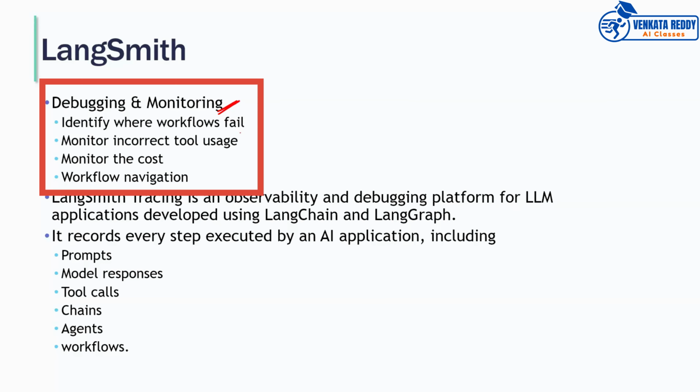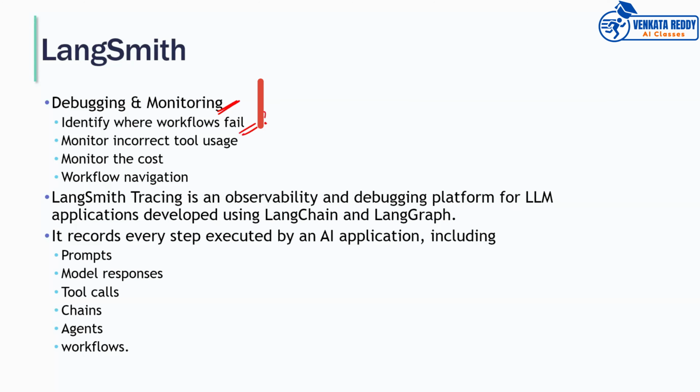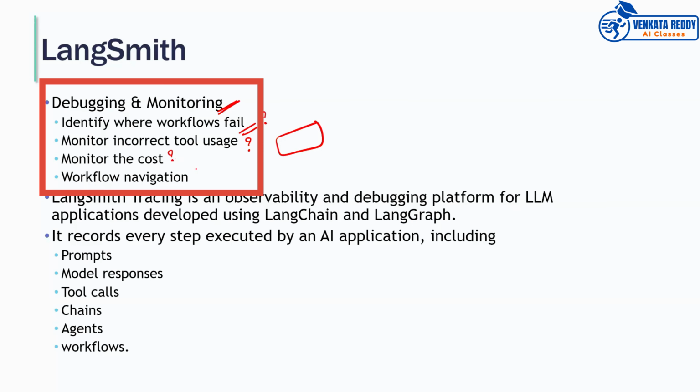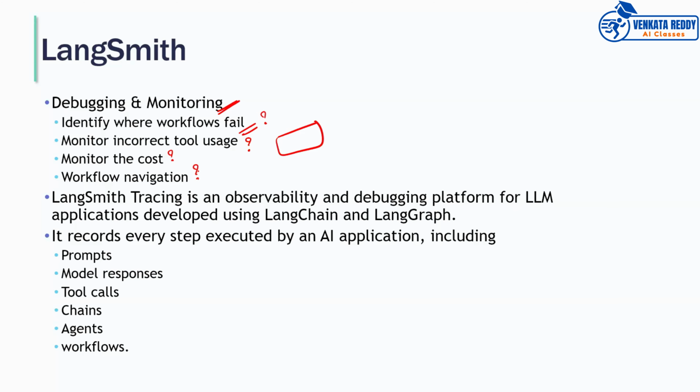How do you identify where the workflow is failing? Very quickly, how do you identify that? How do you identify incorrect usage of the tool? Everything looks like a black box. How do you monitor the cost? How do you check the overall workflow navigation? So these are some of the problems that people have faced.